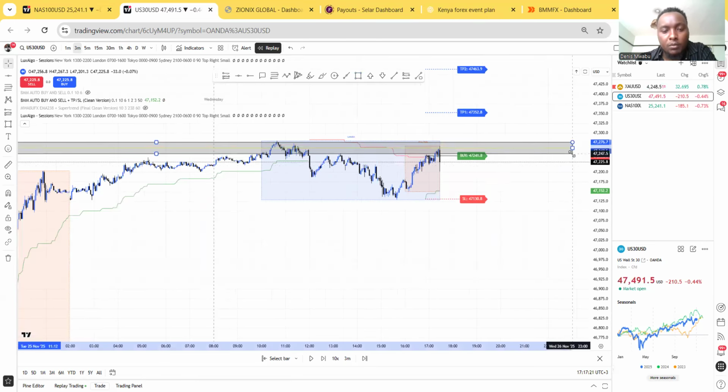Price came, and then price broke this area. So when price broke this area, this would have been a long position. I remember this trade, recording this trade. Okay, my stop losses will just be around this area here, not too far.